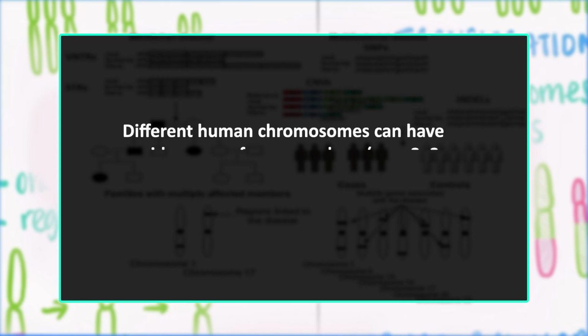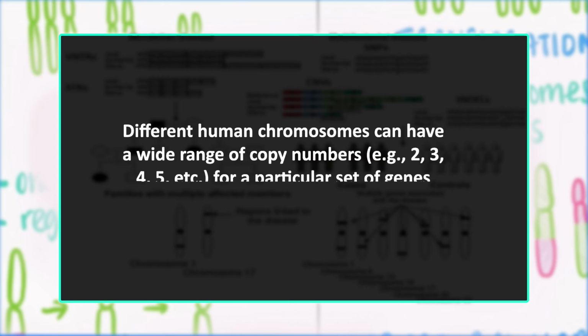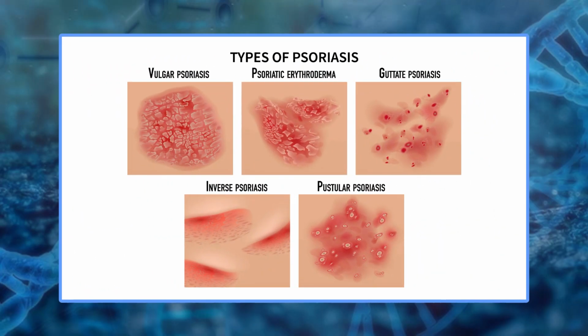A subset of these CNPs is highly variable with respect to copy number. As a result, different human chromosomes can have a wide range of copy numbers, for example 2, 4, 5, 6, etc., for a particular set of genes. CNPs associated with immune response genes have recently been associated with susceptibility to complex genetic diseases, including psoriasis.